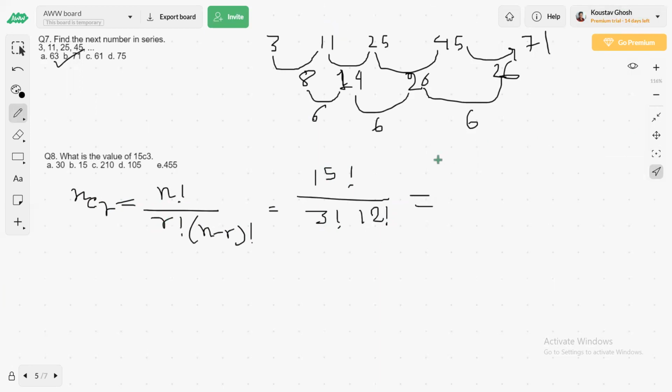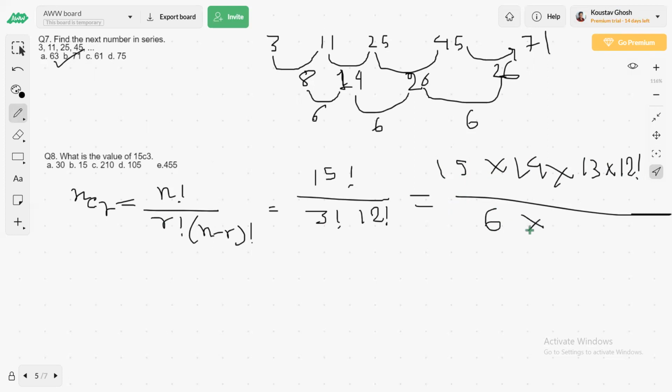So here 15 cross 14 cross 13, then cross 12 factorial by 3 factorial, which means 6 into 12 factorial. Both 12 factorials cancel out. Now 3 2s are 6, 3 5s are 15, 2 7s are 14. So 35 cross 13. How much is 35 cross 13? That is 455. So E is the correct choice.